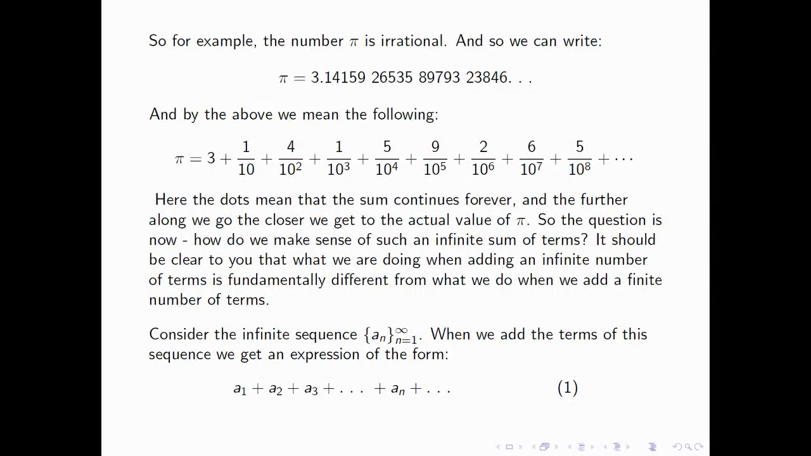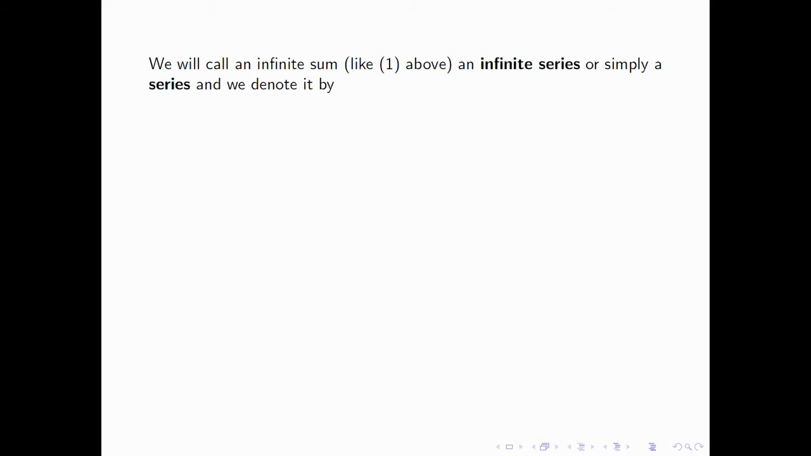Okay, so now suppose we've got this infinite sequence a_n, starting from 1 to infinity, and we add all of them. Then we get an expression that looks like this: a1 plus a2 plus a3 plus a4, and so on. There's the general term a_n, and after a_n we'll still have an infinitely long list of terms that we add.